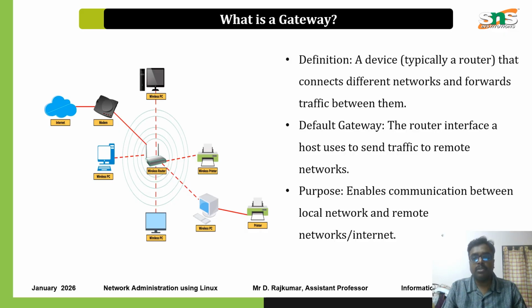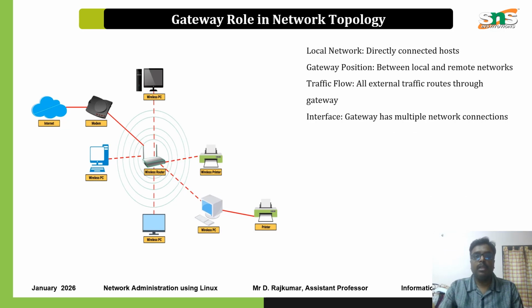What is the purpose of a gateway? It helps us connect networks, and it enables communication between the local network and the remote network or the internet. The gateway's role in a network topology is this: the local network is directly connected to all the hosts, and the gateway is placed between the local and remote networks or the internet.